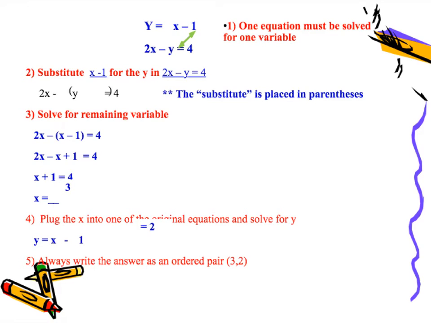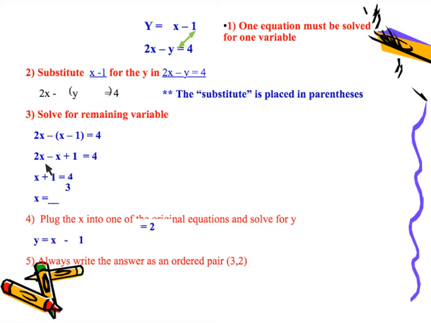Okay, let's take a look at this example. We have two equations. We have y equals x minus 1, and we have 2x minus y equals 4. So step 1 said one equation must be solved for one variable. That looks like equation 1. It is solved for y, so we know what y is. Y is x minus 1. Alright, so substitution method says plug this in for y into the other equation. Okay, substitute x minus 1 for y into 2x minus y equals 4. So then we'd get 2x minus (x minus 1) equals 4.